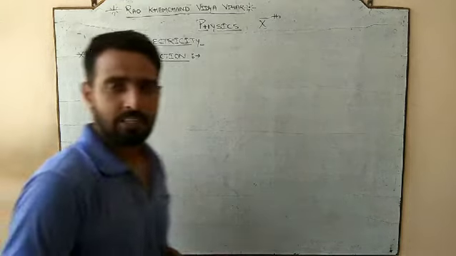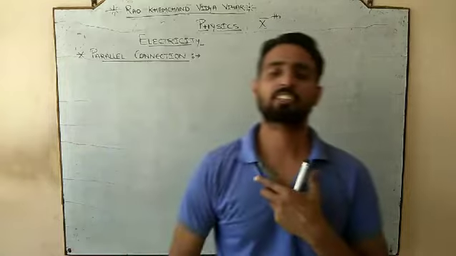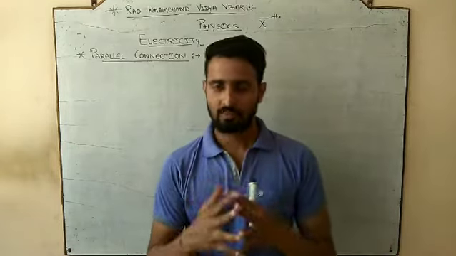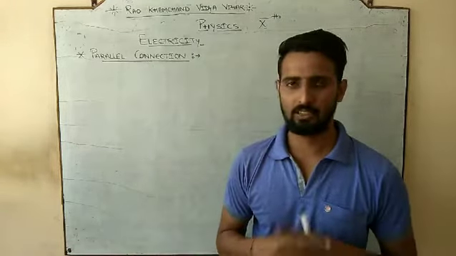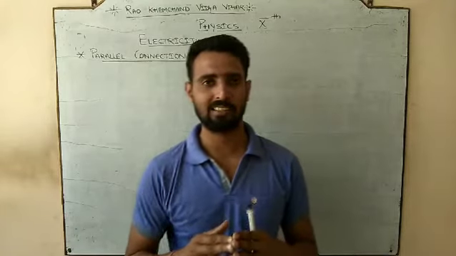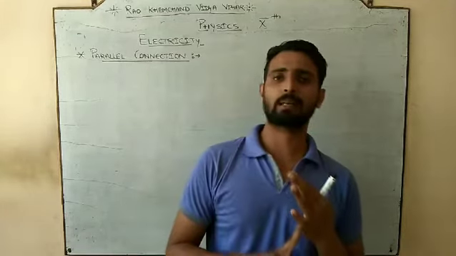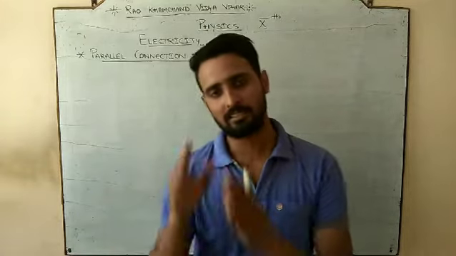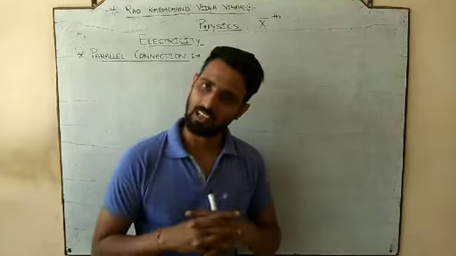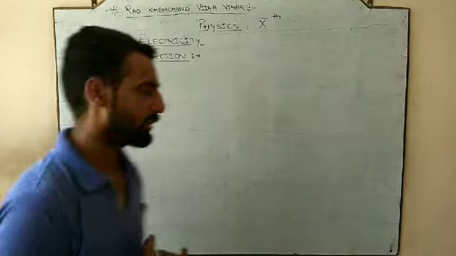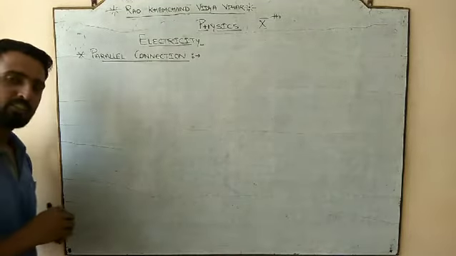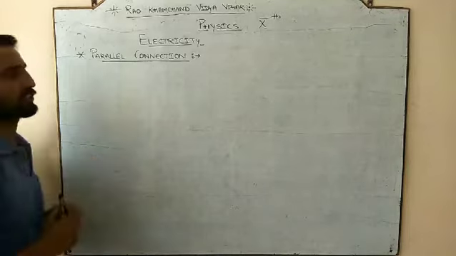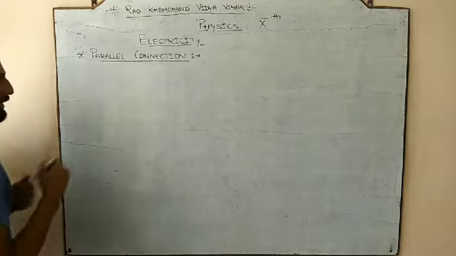Okay everyone, since we have discussed the first type of connection, which was your series connection, where we got some important results, and those results are: current remains same, potential remains different, and net resistance is R1 plus R2 plus and so on. Now we are approaching our second type of connection between the resistors, and that connection is parallel connection. So what is parallel connection?